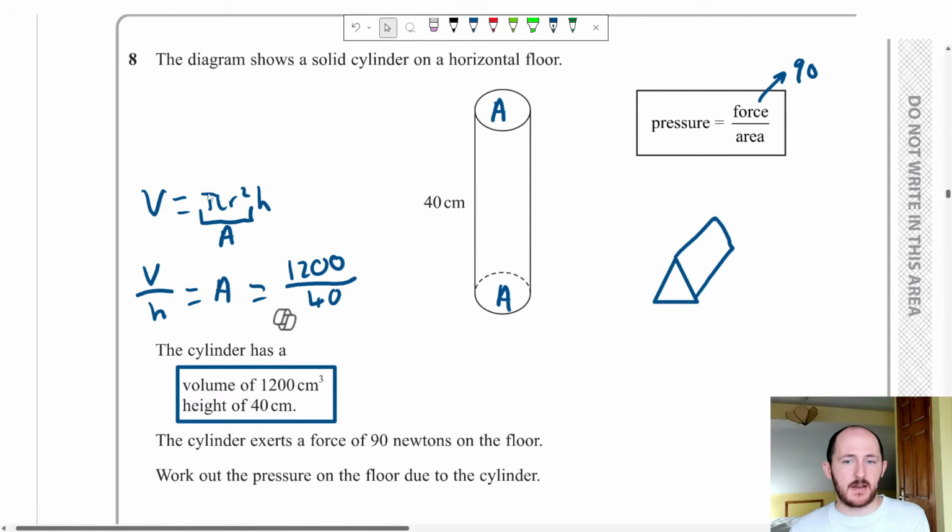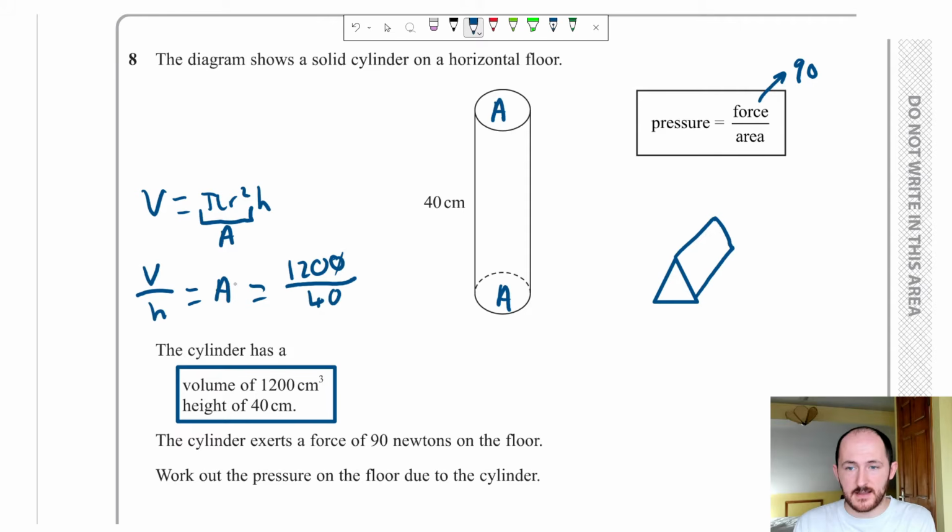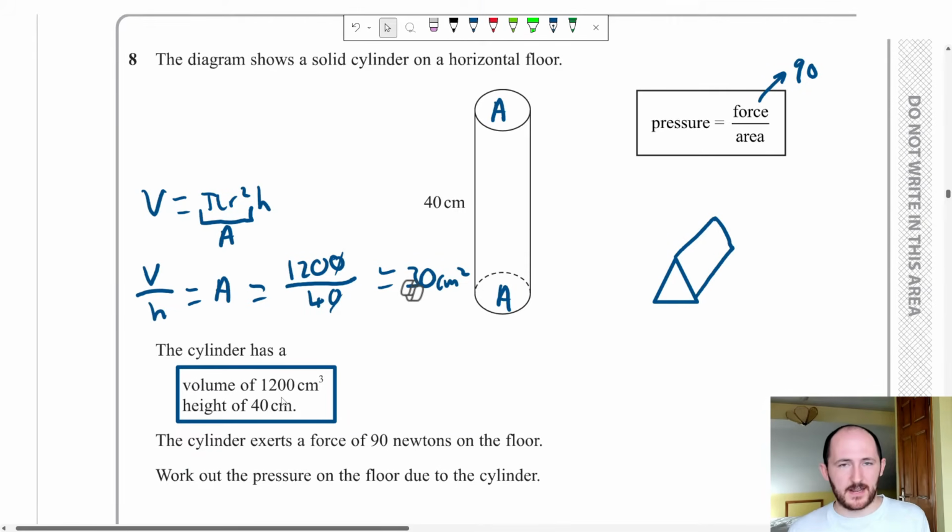Your calculator cannot give you an exact value of pi, which means your value for a will not be 30 as it's meant to be. It won't be 30, it'd be like 29.99999 going on for a long time. The second thing is if this was a non-calculator question, which it is, how are you going to do that in your head? You can't.